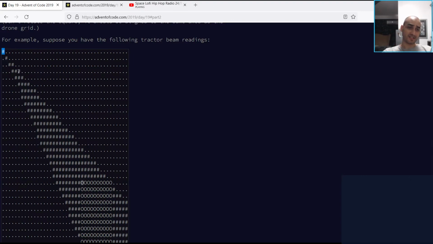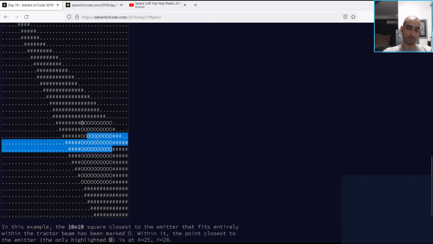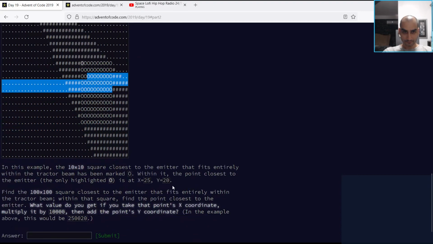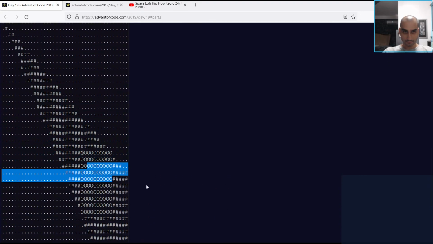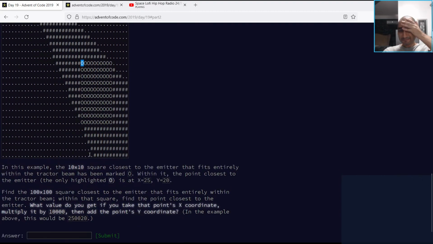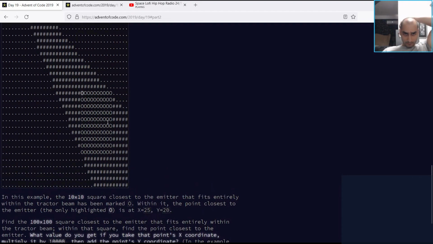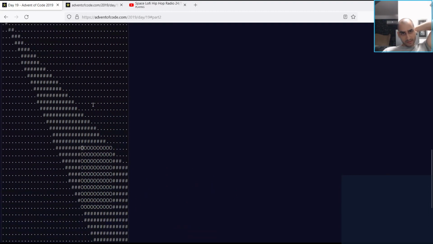I mean, wouldn't it be easier just to start from a square that does fit and then push it up and left? Maybe that's the better way. So when would that happen? For a 10 by 10 square, it happened at 2520. What would the numbers generally be?